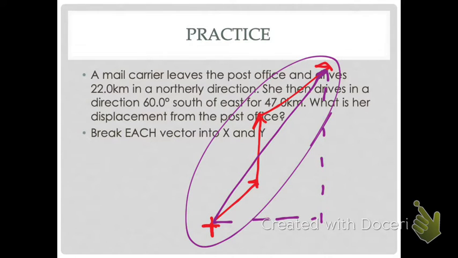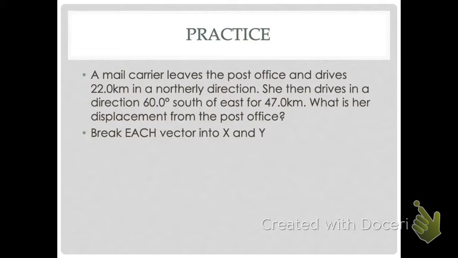Okay, so let's start with an example here that says, a mail carrier leaves the post office and drives 22 kilometers in a northerly direction. So all that means is that she's going due north, right? She is traveling purely north. She then drives in a direction 60 degrees south of east for 47 kilometers. What's her displacement from the post office?